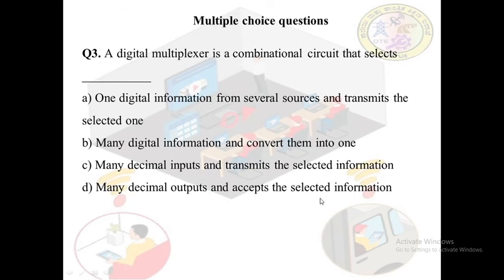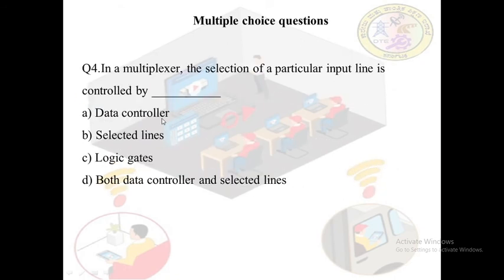So the answer is very direct. The digital multiplexer selects one digital information from several sources and transmits the selected one. Option A is the right answer for the third question.